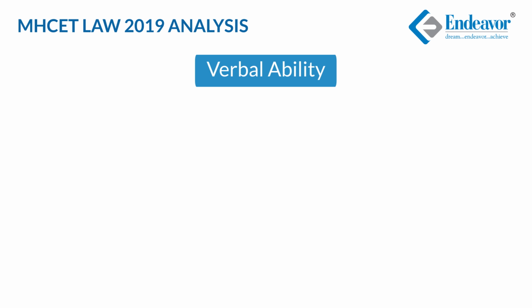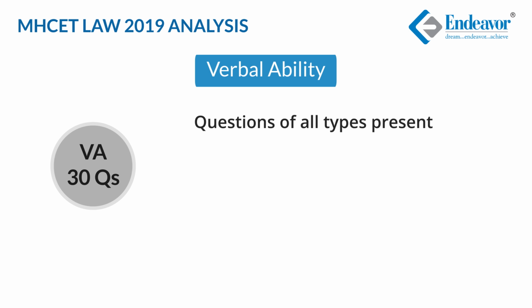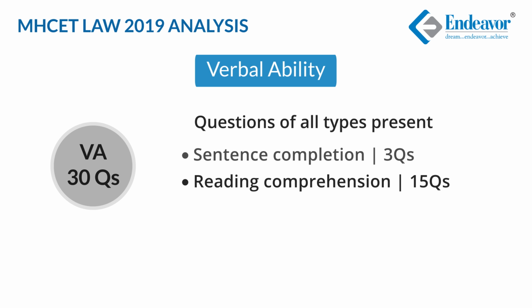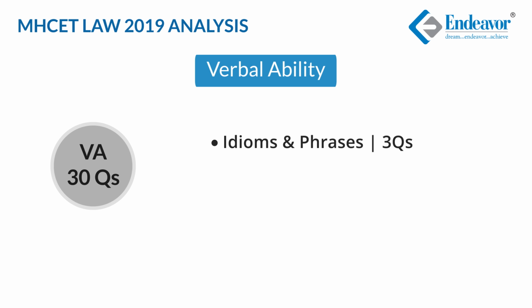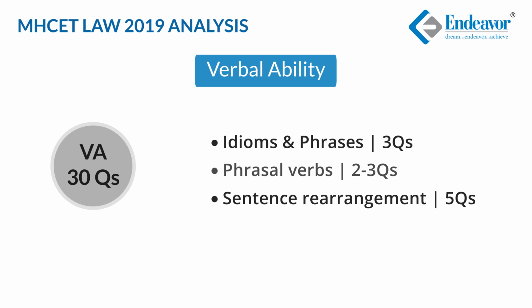Verbal ability section. This section comprises 30 questions. As expected, there was a spread of questions of all types with a few unexpected inclusions. There were 3 vocab-based sentence completion questions, 2 RCs covering around 15 questions, 3 questions on spell check, 2-3 questions on grammar, 3 questions on idioms and phrases, 2 to 3 questions on phrasal verbs, and 5 on sentence rearrangement.